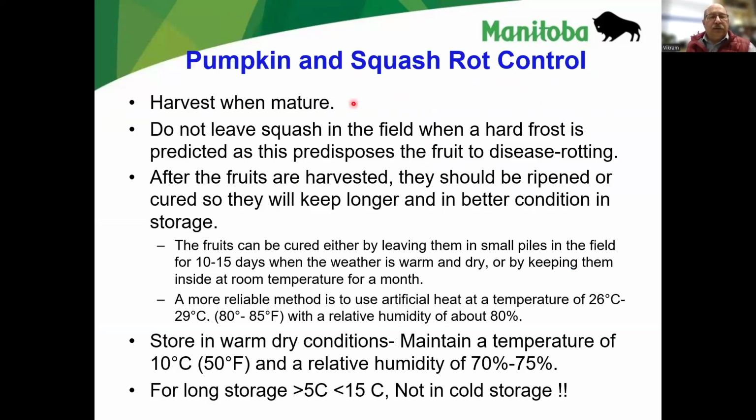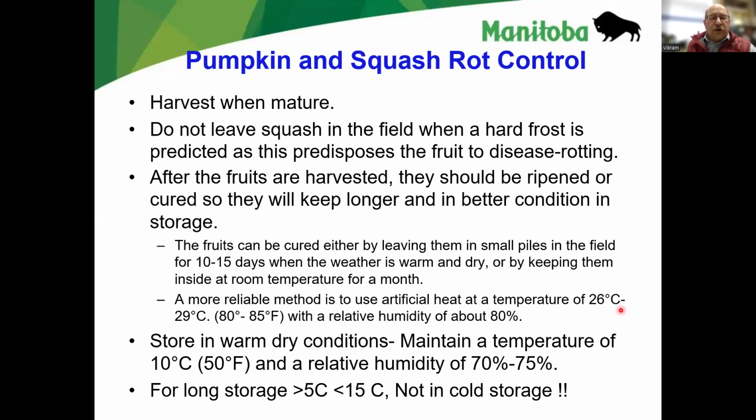And here are some of the measures that can be used. Harvest when the fruit is mature. And then one of the best things is to harvest before the hard frost comes, because once it hits the frost, then fruits are not going to be stored very long. And the fruits need to be cured. So after harvest, they can be kept for 1 to 2 weeks in the field in the warm, dry conditions. And that way they can have a very cured skin. And once the skin is cured, they will probably resist bruising and other things, and they will store much, much better.